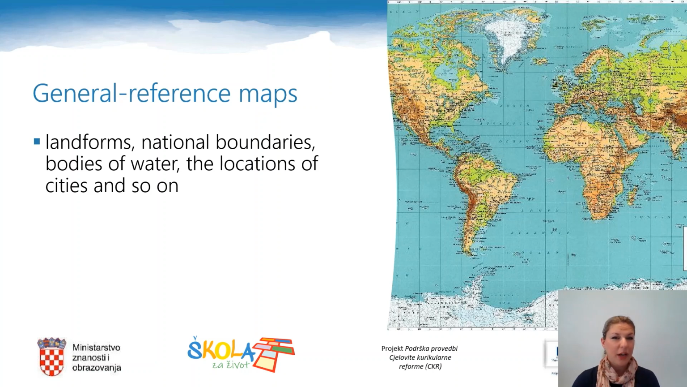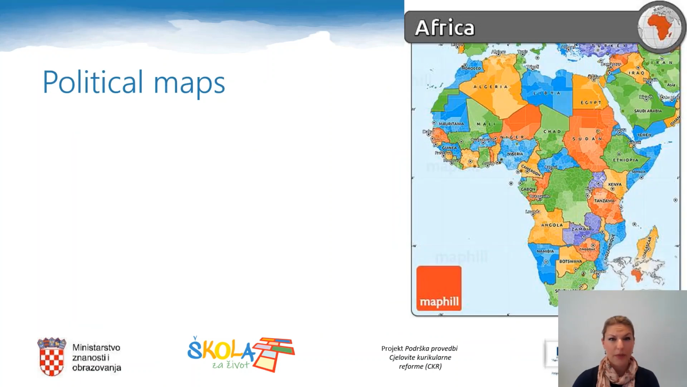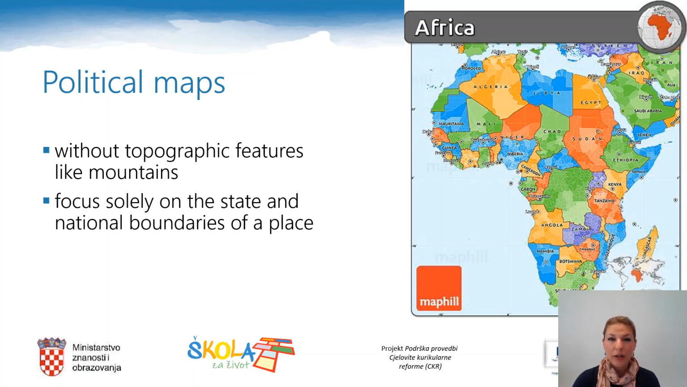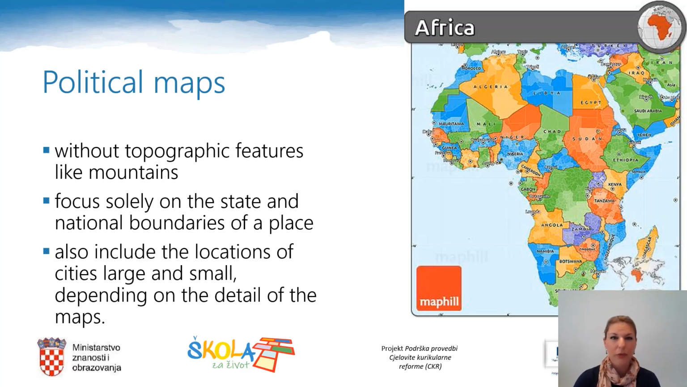There are various types of maps. Here are some of the most common ones. General reference maps portray landforms, national boundaries, bodies of water, the locations of cities, and so on. Political maps don't have any topographic features like mountains or deserts. They focus solely on the state and national boundaries of a place, and may also include the locations of small towns depending on the detail of the maps.